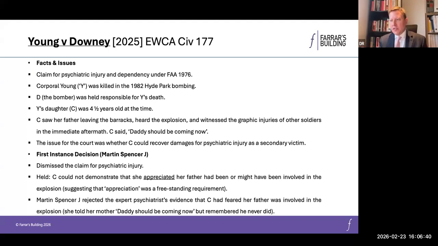The expert evidence had been that the claimant wouldn't have appreciated it was a terrorist bombing, but would have appreciated that there had been a problem, that she'd been frightened about that problem, and also that the words "Daddy should be coming now" wasn't to be interpreted as indicating that she expected that was a fact that was going to occur, and thus she had no fear or no inkling that her father had been involved, but rather it was a question, and she was seeking reassurance that her father would in fact be coming.